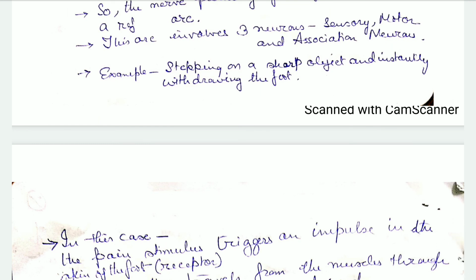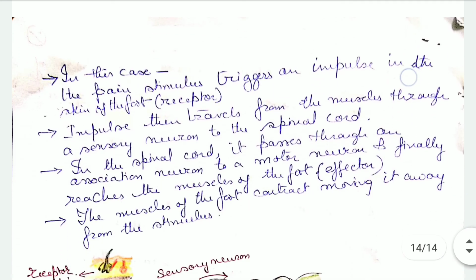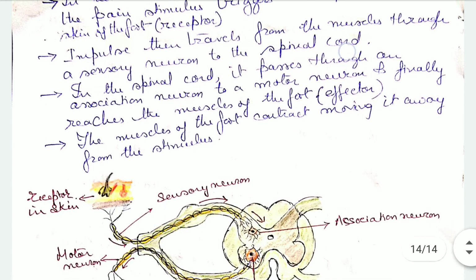For example, if we step on a sharp object, we instantly withdraw our foot. Why is it so? The pain stimulus triggers an impulse in the skin of the foot, which is the receptor. This impulse then travels through the sensory neuron to the spinal cord. In the spinal cord, it passes through the association neuron to the motor neuron, and finally it reaches the muscle of the foot, which is the effector. The muscles of the foot contract, moving the foot away from the stimulus. This is the way the reflex arc acts.